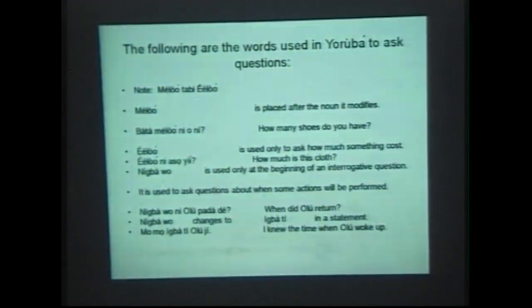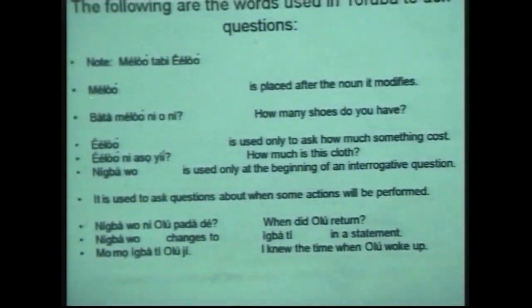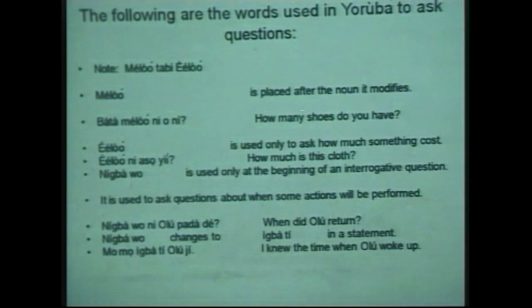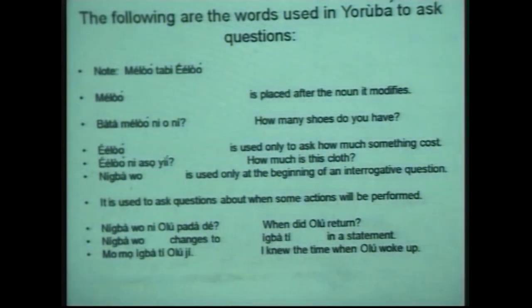Note. Melo and elo: melo is placed after the noun it modifies. Bata melo ni oni. How many shoes do you have? Elo is used only to ask how much something costs. Elo ni aso yi. How much is this cloth?